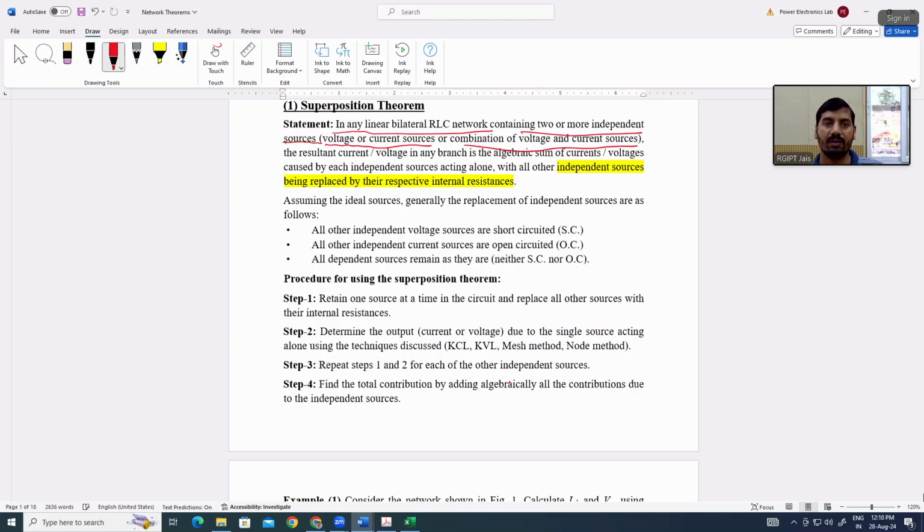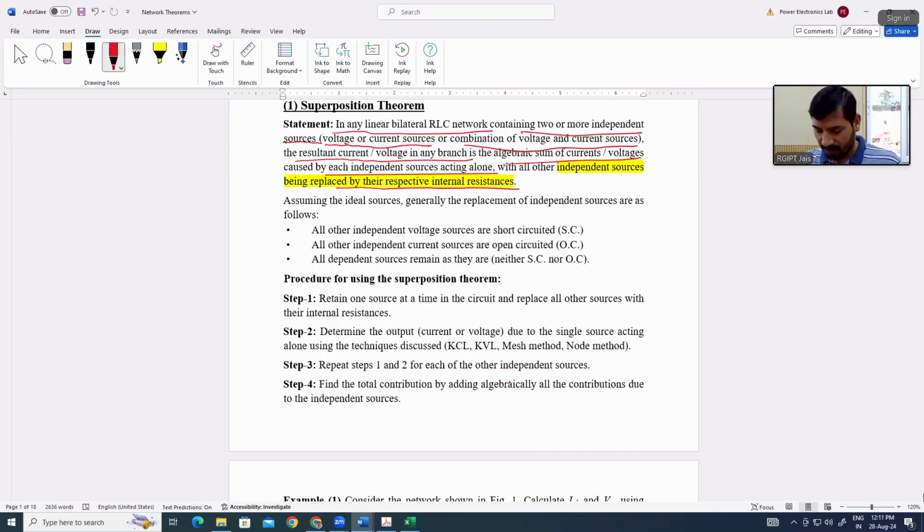Okay, so the resultant current and voltage in any branch is the algebraic sum of currents and voltages caused by each independent source acting alone, with all other independent sources being replaced by their respective internal resistances. So we are talking about the independent sources.